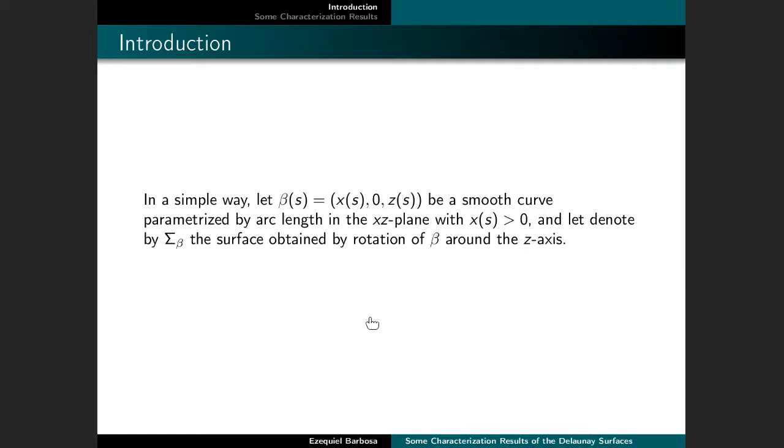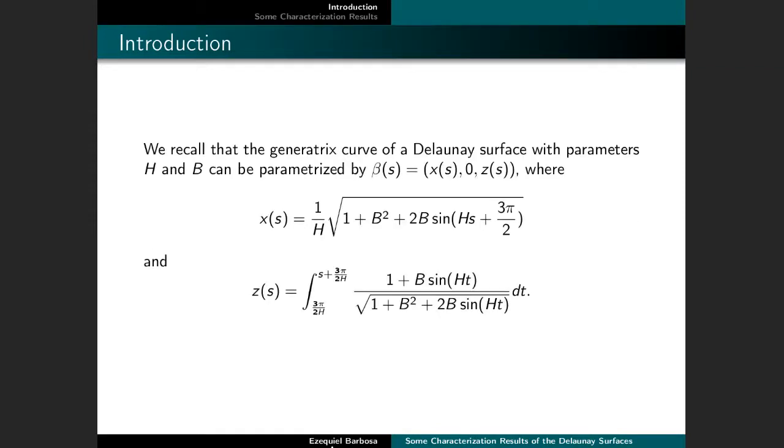Then a Delaunay surface can be described by this parameterization here, where x and z are given by those functions here, right? This is the very simple way to describe a Delaunay surface using these two parameters, b and H, right? And I'm putting it this way because in a few moments I will describe some classification results, and I will use this parameterization in order to describe the result, right?